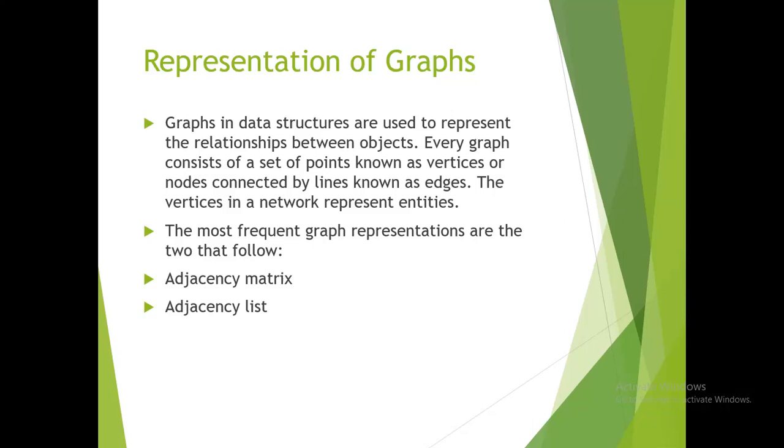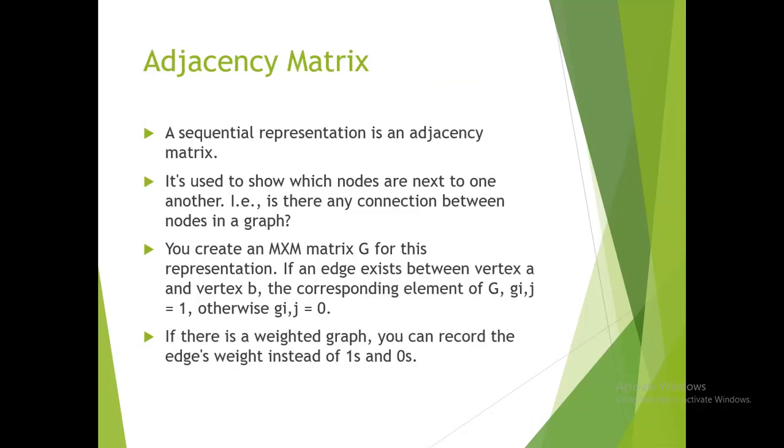The most frequent graph representations are the two: adjacency matrix and adjacency list. A sequential representation is an adjacency matrix. It is used to show which nodes are next to one another, that is, whether there is any connection between nodes in a graph.